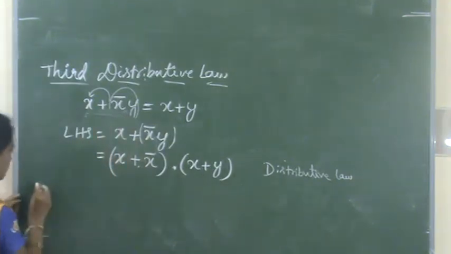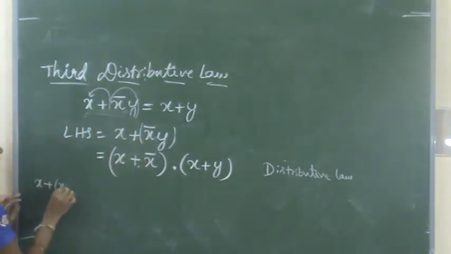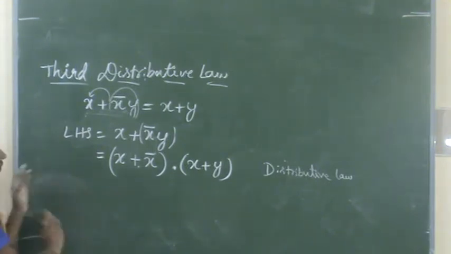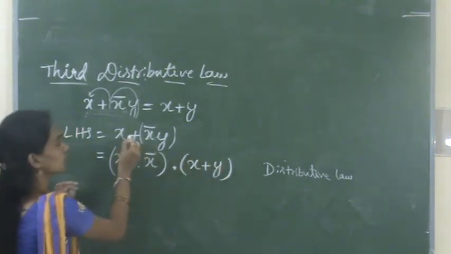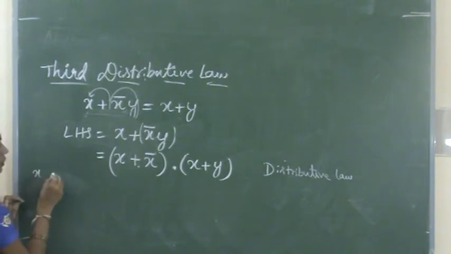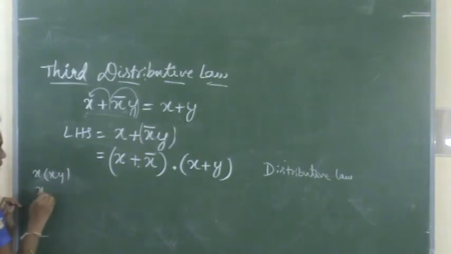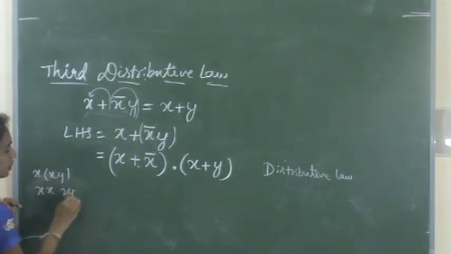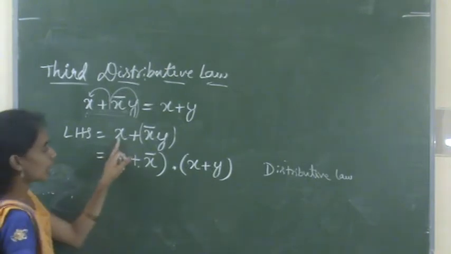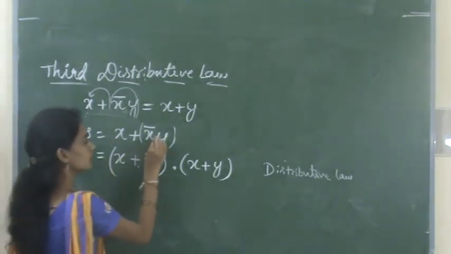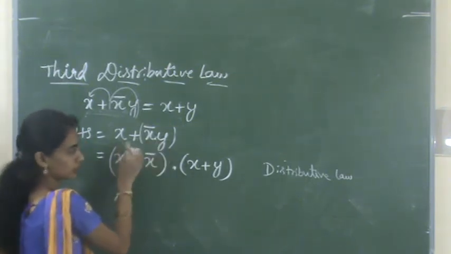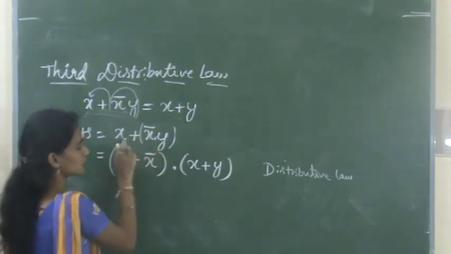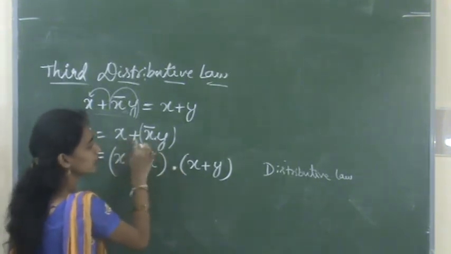Okay. So the distributive law is x plus xy, right? Sorry. We are interchanging the values, right? So I am distributing this law. So if I have x into xy, I have to multiply this, right? X into x, x into y, right? Like this, I have to multiply this. Okay. So once I am multiplying this with the x bar and then y. Okay. So x plus x bar into x plus y.